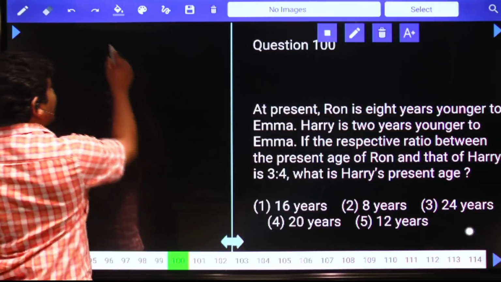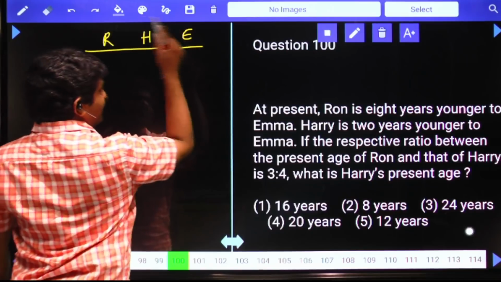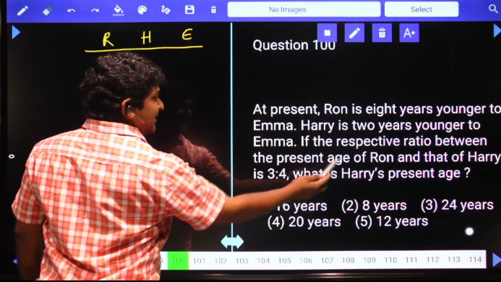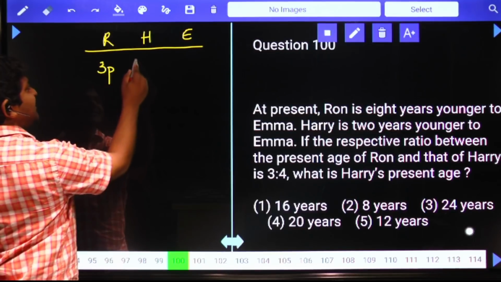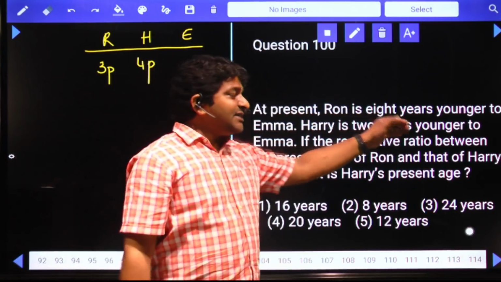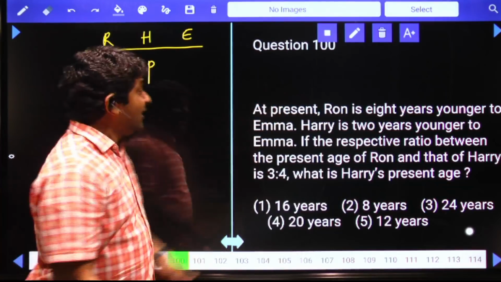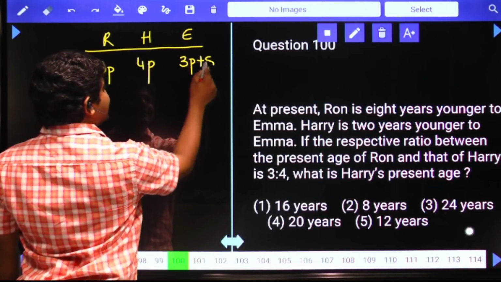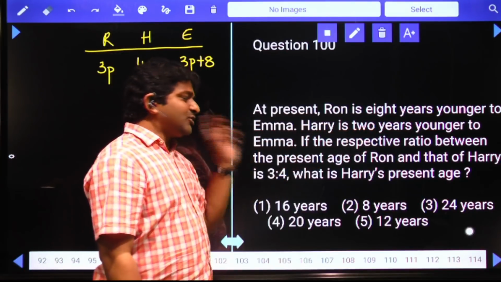Let's calculate. Run, Emma, and then Harry. These are the persons that we have. Now, at present, Run's and Harry's ages are 3:4. Hence, you can treat them as 3 parts and 4 parts. Your first information says Run is 8 years younger to Emma. Then Emma is 8 years elder to Run, so it is 3 parts plus 8. Second condition says Harry is 2 years younger to Emma.